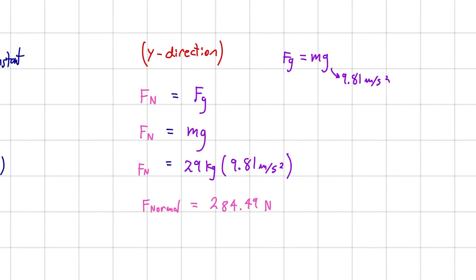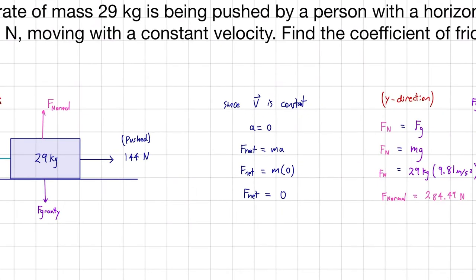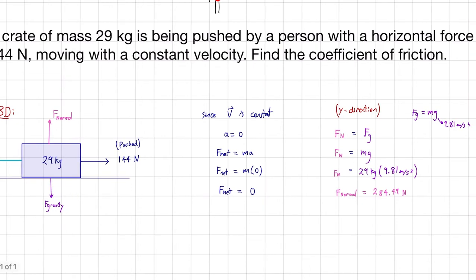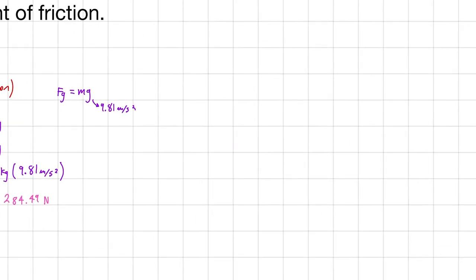Well, let me show you this. So our normal force, that value we calculated, 284 newtons, that's going to be the value of this force. And another thing, since Fn is equal to Fg, that's also going to be the value for the force of gravity. So now let's move on, going in the x direction.